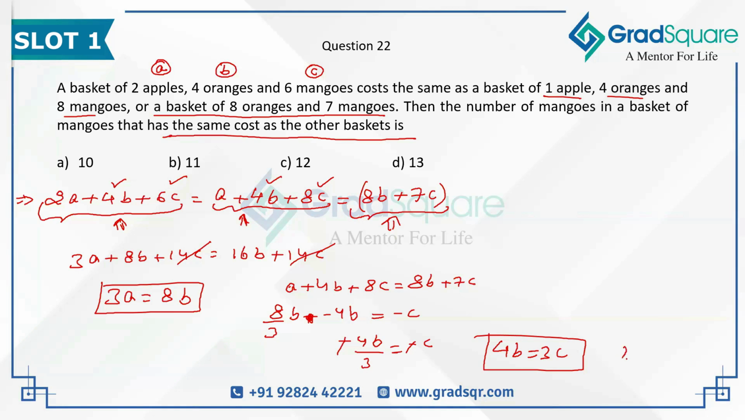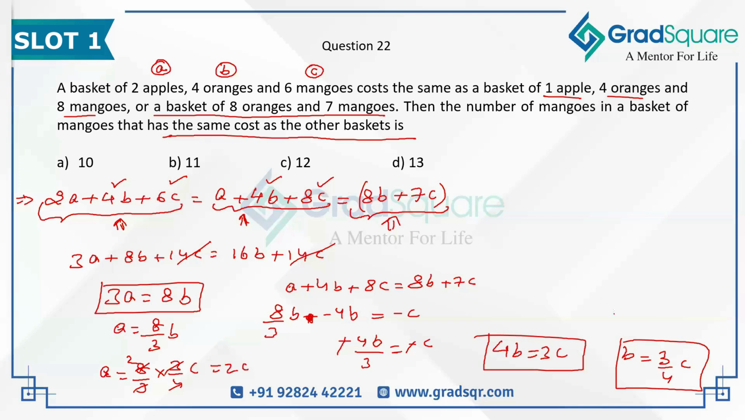So what is B in terms of C? B in terms of C will be 3 by 4C, correct? Now A in terms of B will be what? 8 by 3B, and B in terms of C is 3 by 4C. So A in terms of C will also be something that I'll be able to get. 8 by 3 into the value of B, which is 3 by 4C. So 3 will get cancelled out and 4 2s are 8. So A will turn out to be equal to 2C. So we have A in terms of C, B in terms of C, and C is there already.